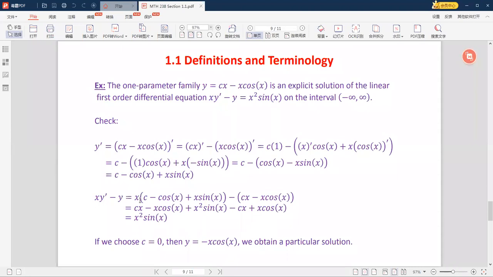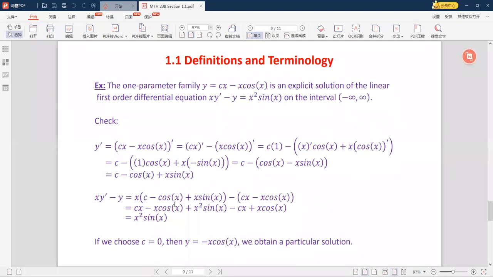So what we get is x times (c minus cosine x plus x times sine x). That's the first term on the left of the equation, minus y. And y is cx minus x cosine x. Okay, just plug in. And then we distribute x in the first part of the left-hand side. So we get cx minus x cosine x plus x squared sine x.